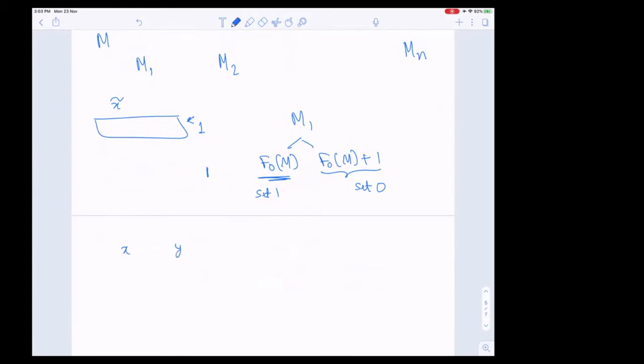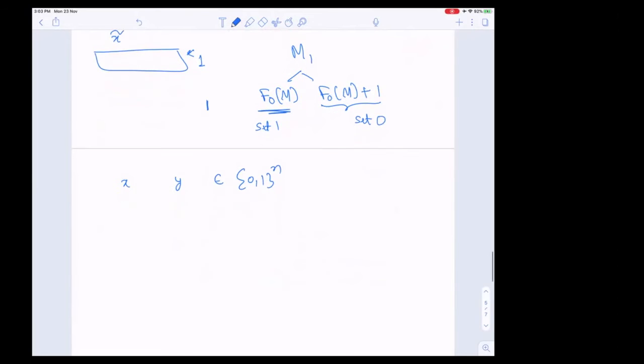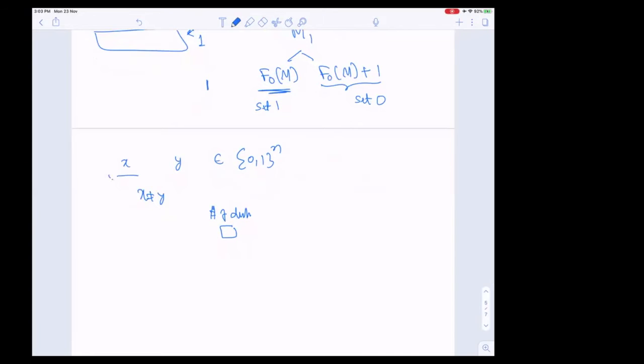So suppose you had two strings x and y in {0,1} to the power n. If x is not equal to y, there are several cases. I do not want to go through all of them, but if you take any x and y, there are some places where they will differ.